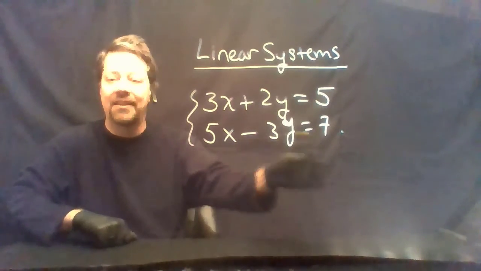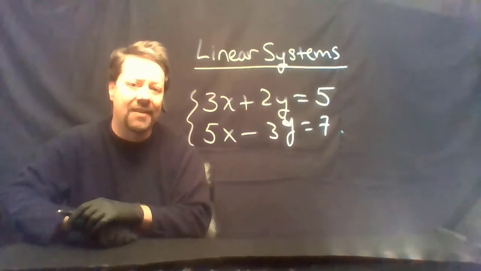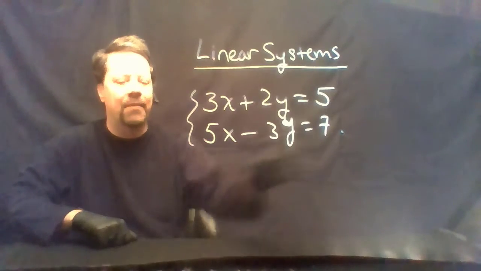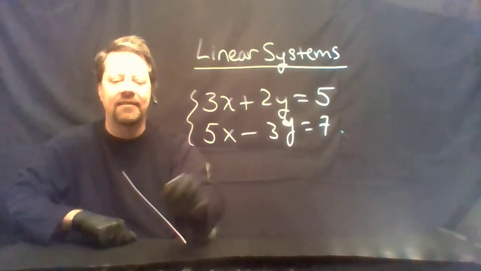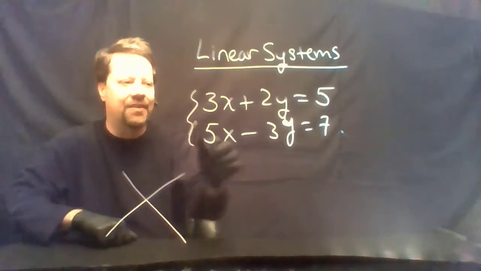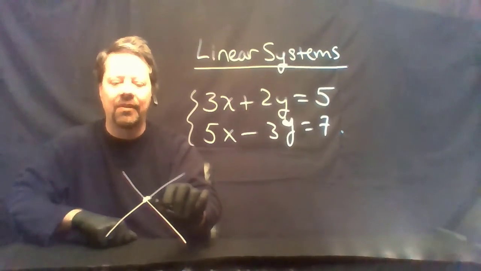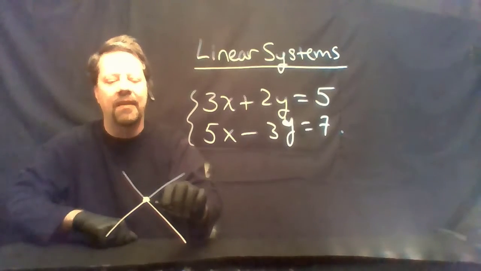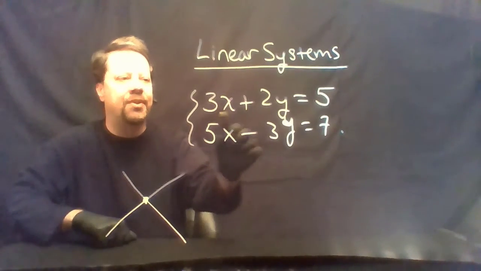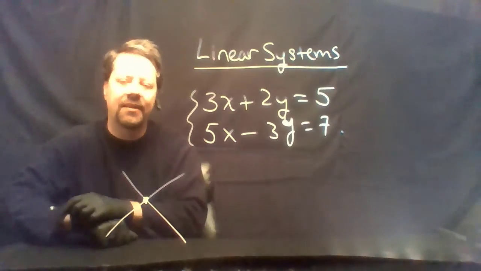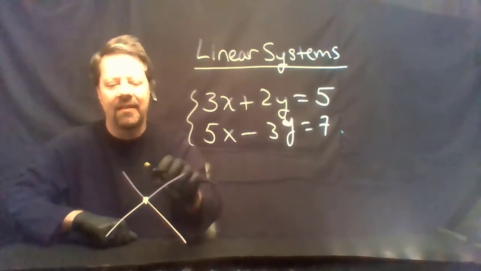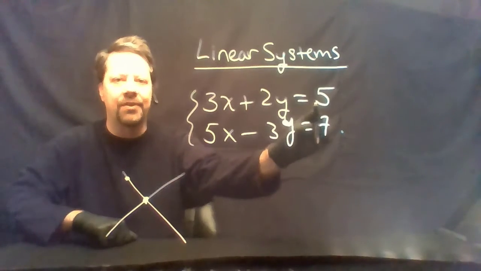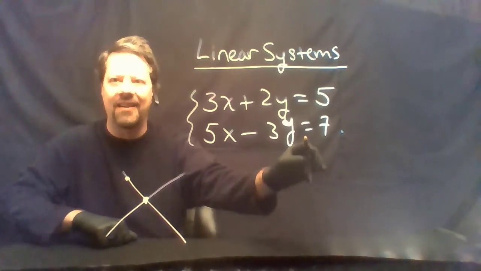A linear system like this you've been solving since Algebra 1. Each of these equations represents a straight line. When you solve the system of equations, you look for the point of intersection of those two lines, because that's the point that, when substituted into both of these equations, yields a true statement. Another point on one of the lines will make one of the equations true, but not the other.